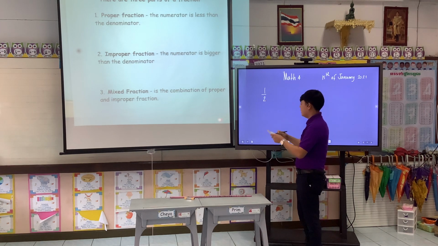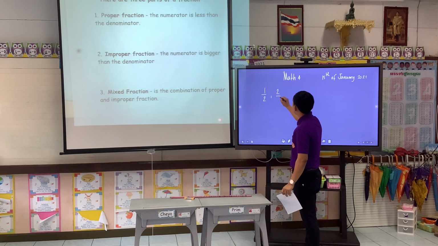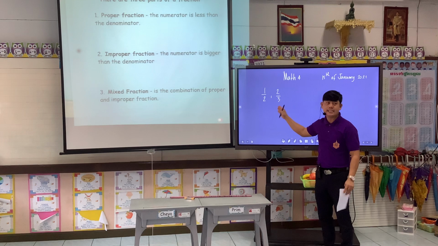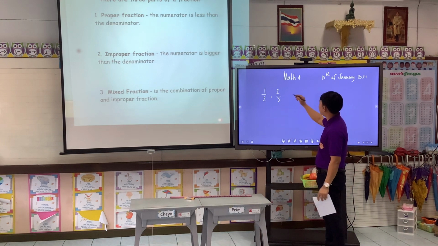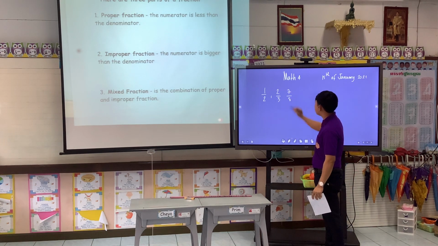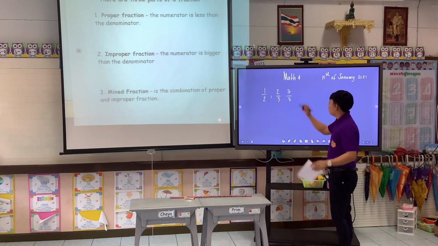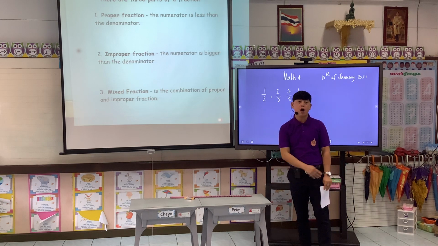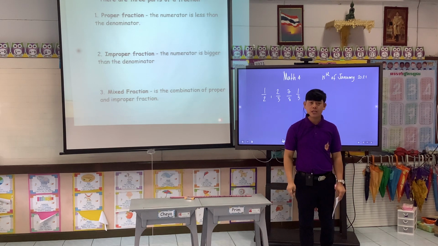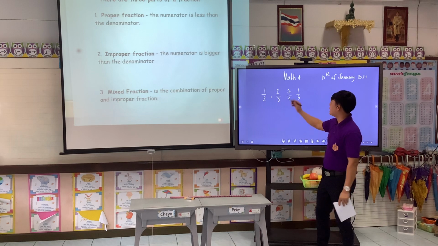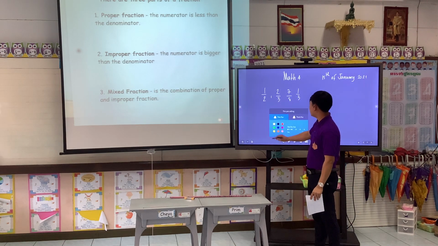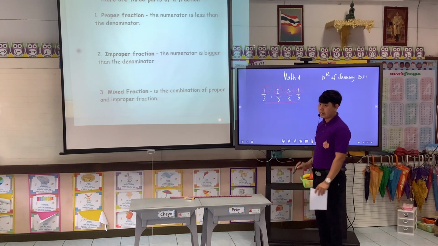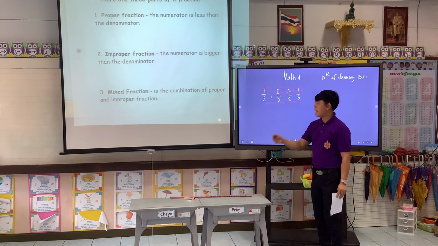What else? 2/3, the same thing. The numerator is less than the denominator. How about 7/8? And 1/3. These are the examples of a proper fraction, where the numerator is less than the denominator. Do you understand? Okay, next.